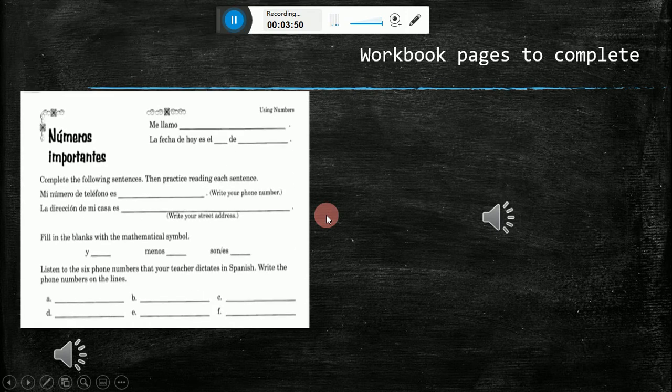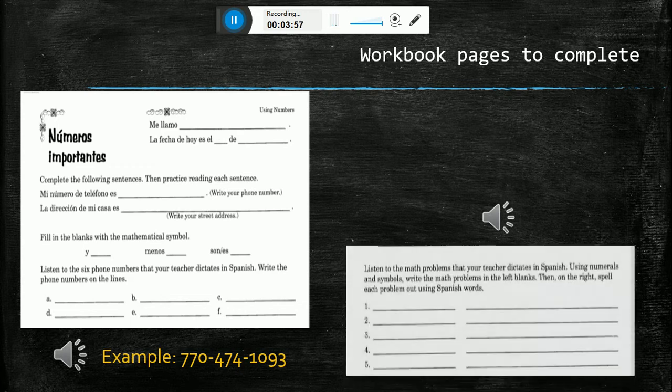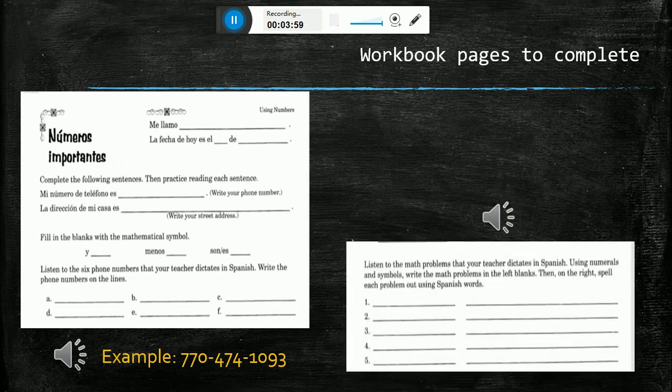So let's take a look at our first workbook page. Okay, so here we actually have this one worksheet, and I divided it into two sections so you could see it a little better. Okay, so let's review first the date part. Okay, usually we begin our class asking, ¿Cómo te llamas? And then you respond with, Me llamo, and then your name. ¿Cómo te llamas? What is your name? Me llamo, my name is.